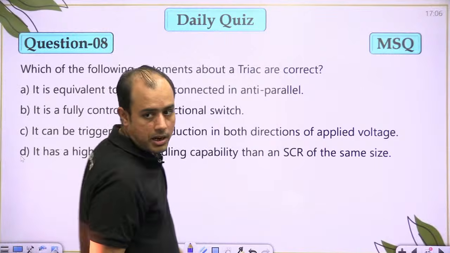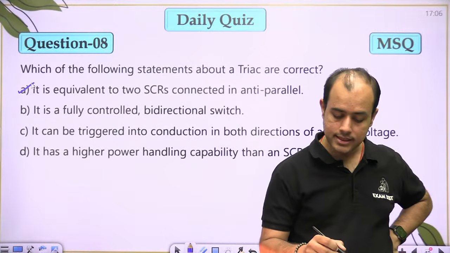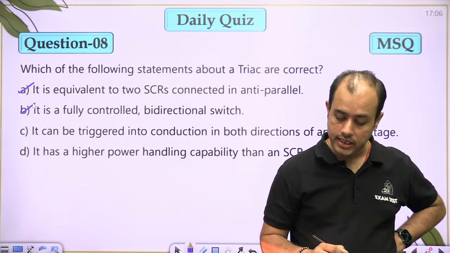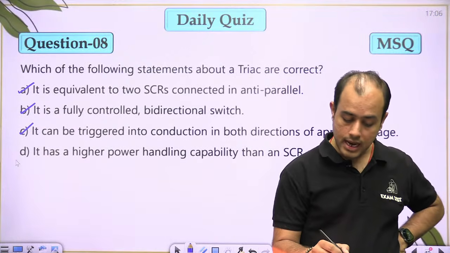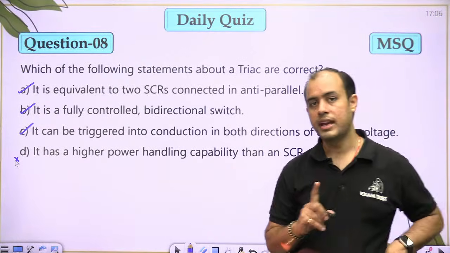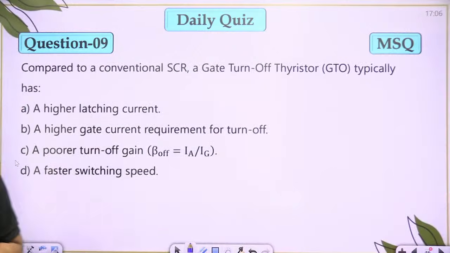Which statements about triac are correct? Two SCRs anti-parallel, yes. Fully controlled bidirectional, yes. It can be triggered in both directions, yes. Higher power than SCR, no. SCR has the highest rating among all the devices.